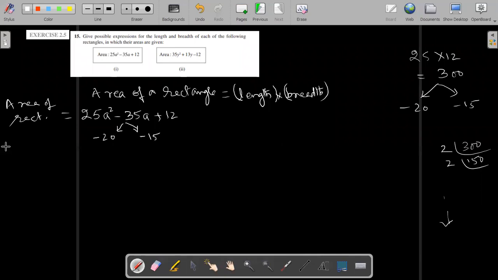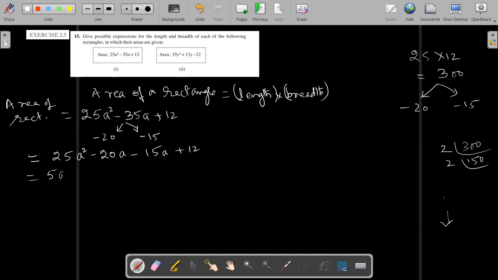So this is to be split into two parts to get the factors, as it is a quadratic equation, a 2-degree equation. So it can be written as minus 20a minus 15a plus 12. Now from these two terms, take out the common factors, that is 5 and a are common.